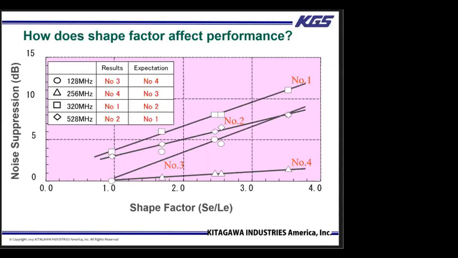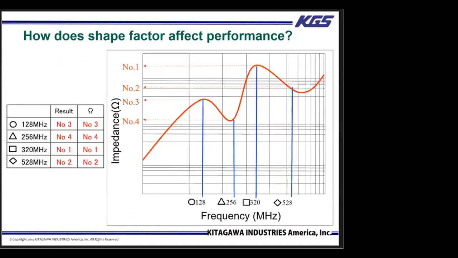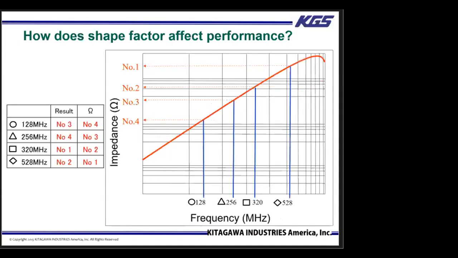The lowest suppression should be for 128 megahertz, and the largest should be for 528 megahertz. If we try converting our test data into an impedance graph, this is how it would look based on our test data. If the impedance characteristics were to look like this graph, our measurement data would be supported. However, the impedance curve is more like this. Why doesn't the test data match the regular impedance curve? We will explain this with our next question.